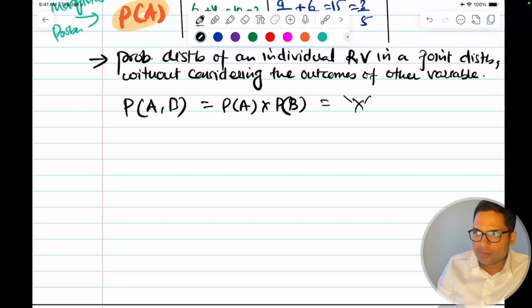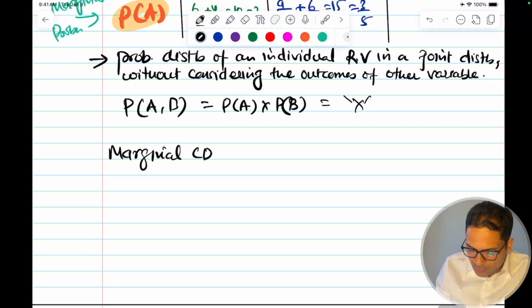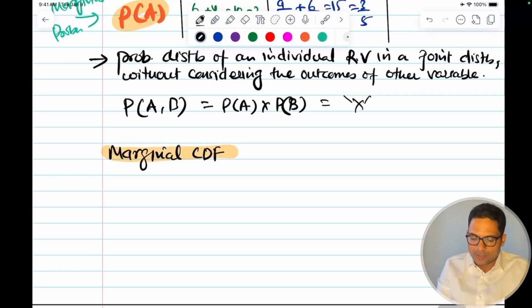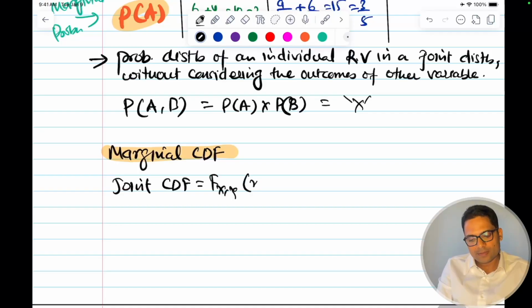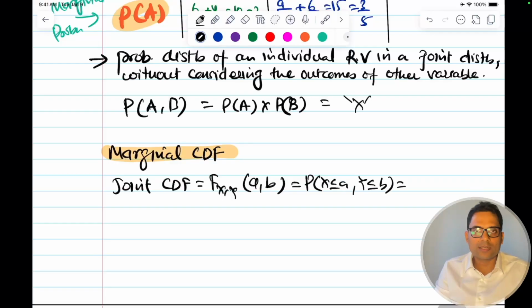So I'll cover all the scenarios again. So what will be the marginal CDF? How do we denote it? You're familiar with the notations. We know what the joint CDF is. We know this joint CDF is F of x comma y, and again I'll write it as a, b only: P of x less than or equal to a and y less than or equal to b. This is what it is.